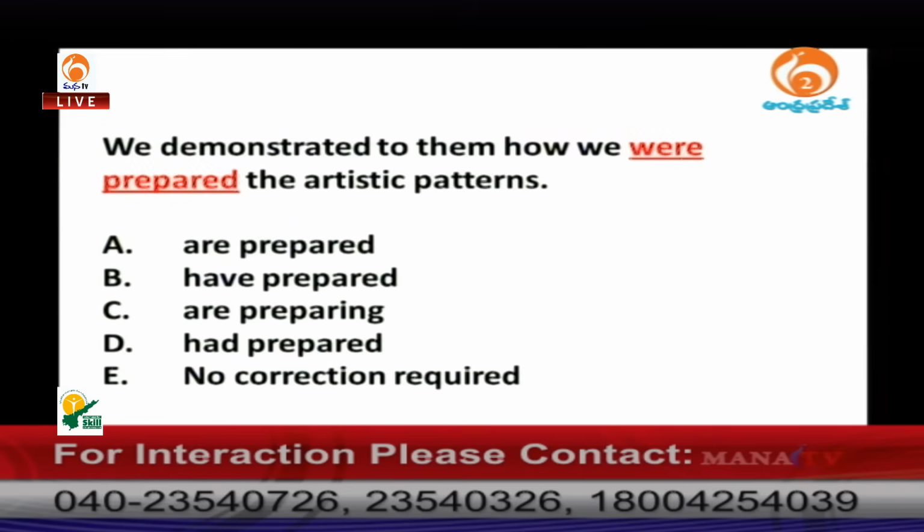We demonstrated to them how we were prepared the artistic pattern. Now when I say we were prepared, that means I am preparing myself, but here it's talking about preparing the artistic patterns. So the options are: how we were prepared, how we are prepared, how we have prepared, how we are preparing, or how we had prepared. Had is the correct answer, because if you say we were prepared, for example, we are prepared to face the situation, that means I am preparing myself. But here the preparation is done not for the person but for the artistic pattern. I will use the had form because I start with we demonstrated, which is a past tense. Since it's a past tense, I will use had prepared.